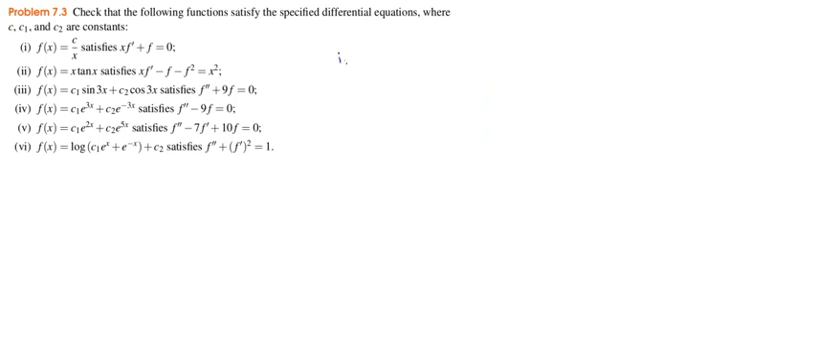Now, part 3: f of x is c1 sine of 3x plus c2 cosine of 3x, and it satisfies f second plus 9f equals 0. We need to compute the second derivative here, right?